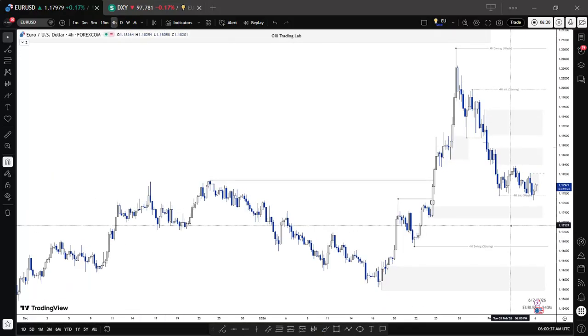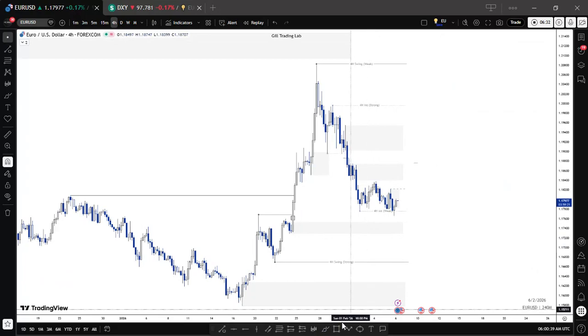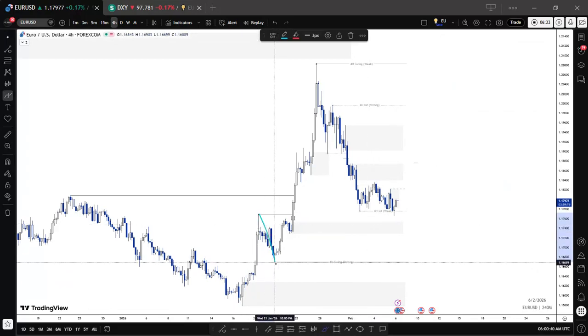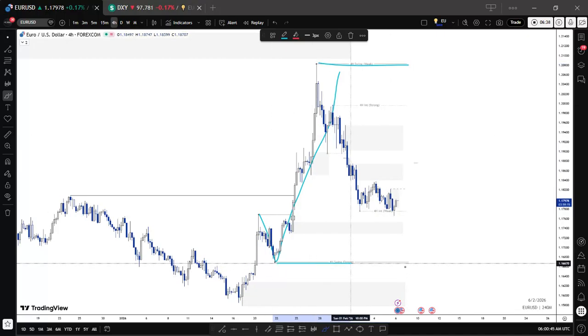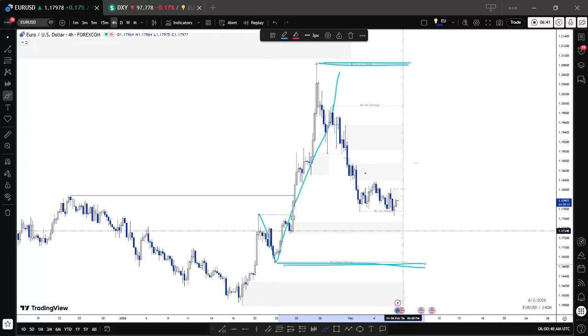On the 4-hour time frame, my swing structure is bullish. This is my swing structure. This is my weak swing high, and this is my strong swing low. So we are within this range. Price is within this range. Currently, price is in the swing pullback phase.